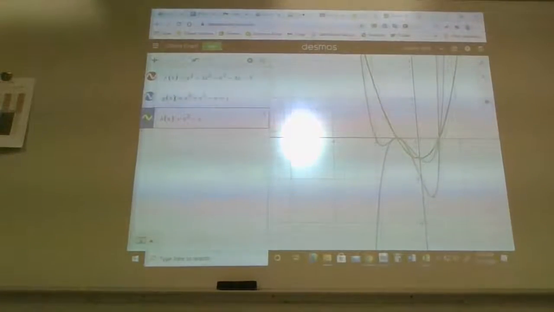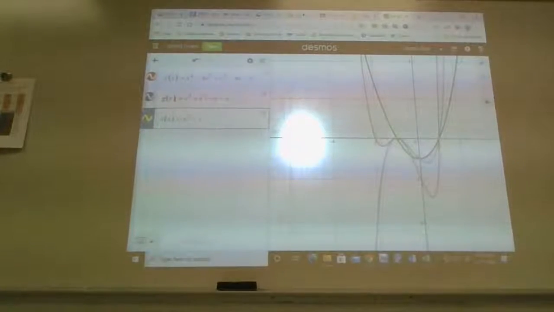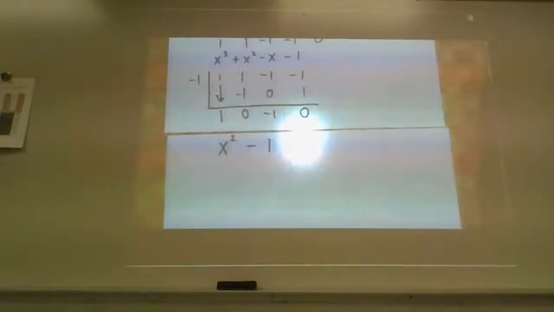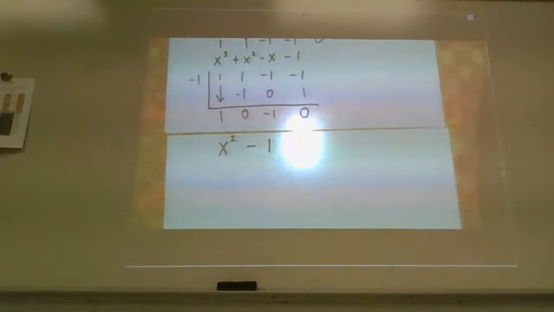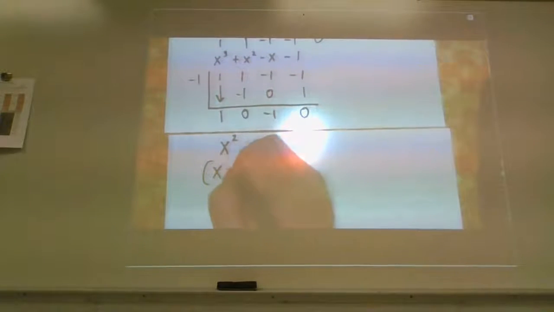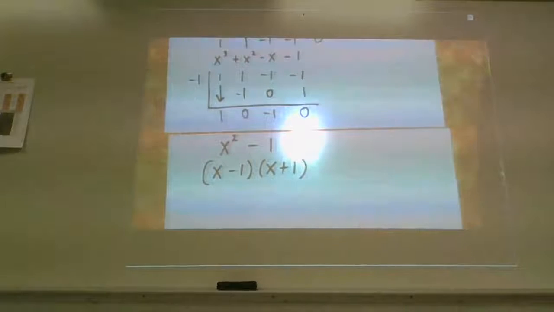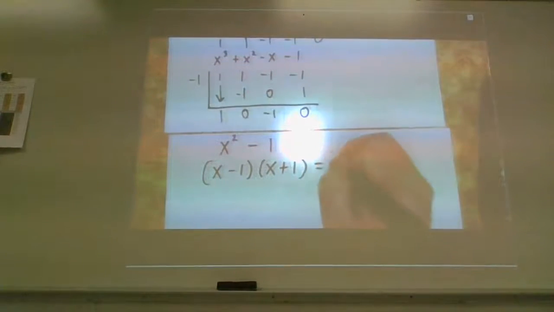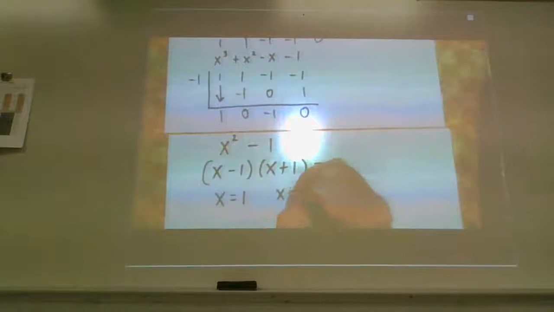Now, the thing is, I have a quadratic right there, and I have options. One option is to continue with synthetic. I could. Or, because it's a quadratic, I could factor it. In fact, this factors into x minus 1, x plus 1. I could solve that. That's exactly what I'm going to do, though. I'm going to get x equals 1 and x equals negative 1.